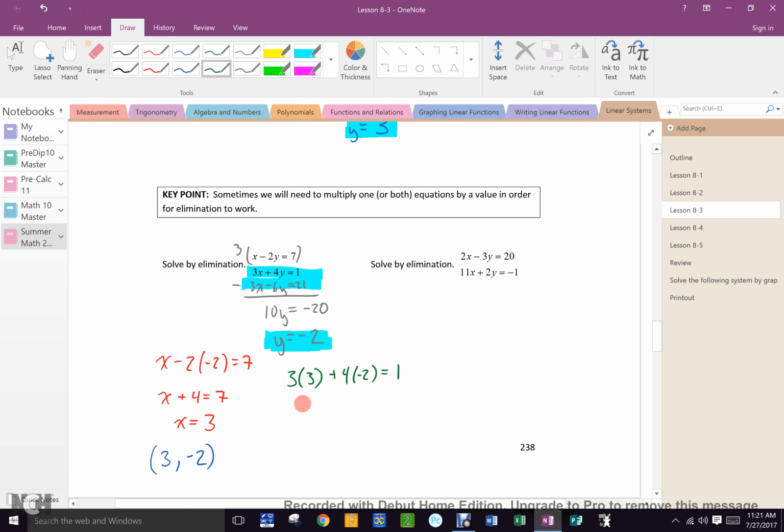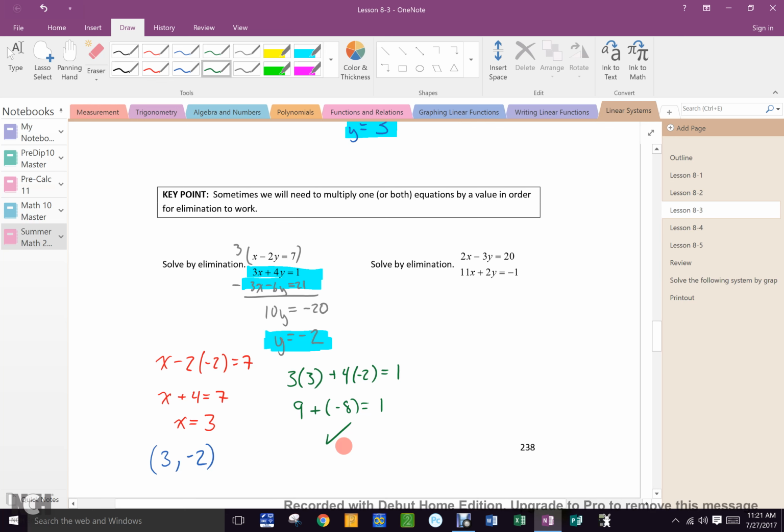What is 3 times 3? 9. What is 4 times negative 2? Negative 8. Is 9 plus negative 8 equal to 1? Yes. So are we correct? Yes. Is everybody good? Great.